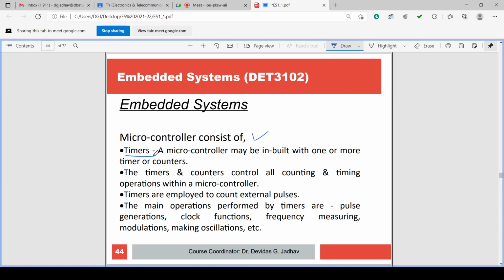The microcontroller also consists of timers, also called counters, and it can count events, or it can store the time, and it can provide a time delay for any application or any action. So what are the applications where timers are there? Pulse generation, clock functions, frequency measuring, modulation, and making oscillations. On off oscillations, square wave.